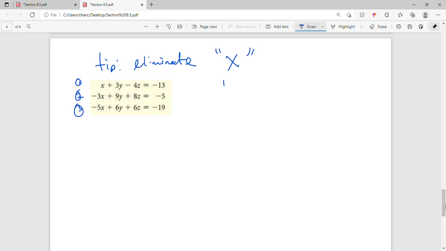Let's stack equation 1 and equation 2 together and try to eliminate the x. We're just going to stack them up together and see what we can do to eliminate the x's. Notice the first equation can be multiplied by a positive 3. Let's multiply the first equation by a positive 3 to every single term.